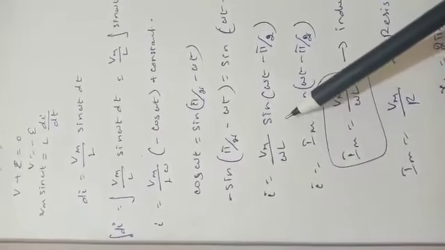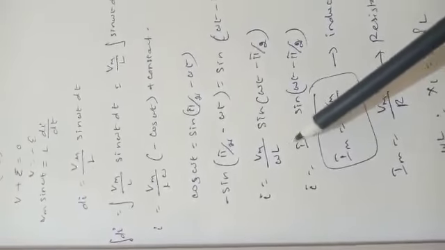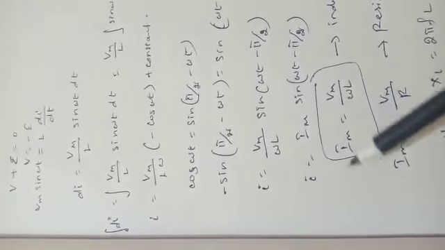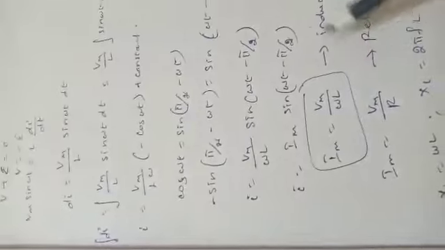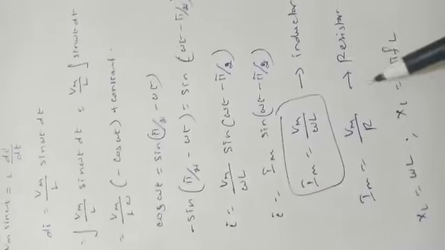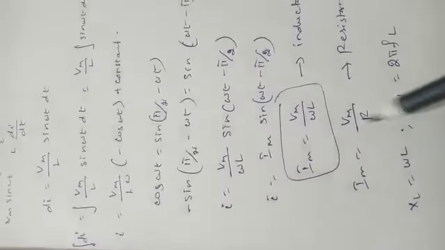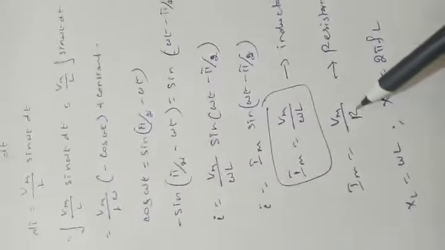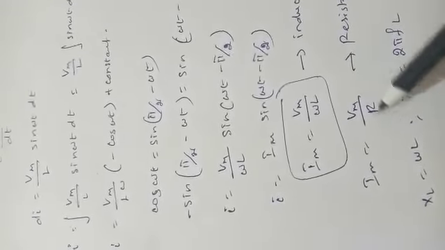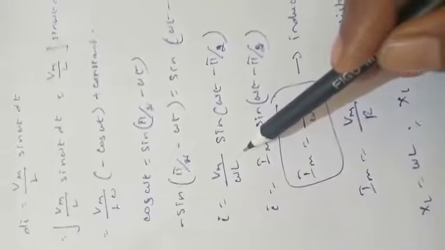This Vm by omega L is like V by R, with omega L considered as the resistance. V by R is nothing but Im, the maximum current. So I is equal to Im sin of omega t minus pi by 2, where Im is equal to Vm by omega L. This is for the inductor circuit. Already we studied the resistor circuit, where Im is equal to Vm by R, and R is the resistance. In the case of the inductor circuit, the resistance is omega L.